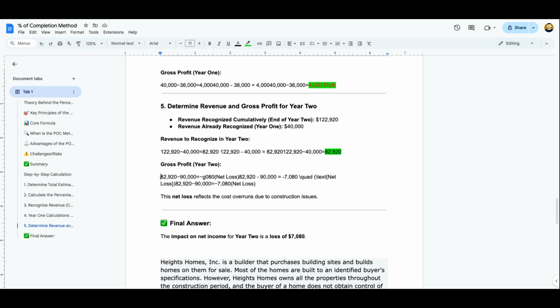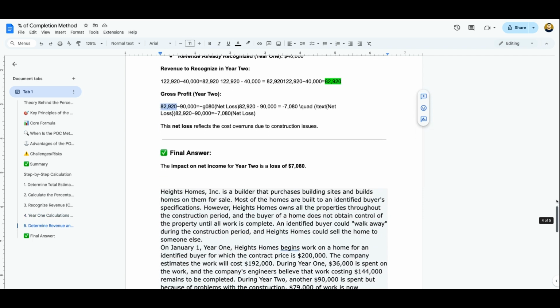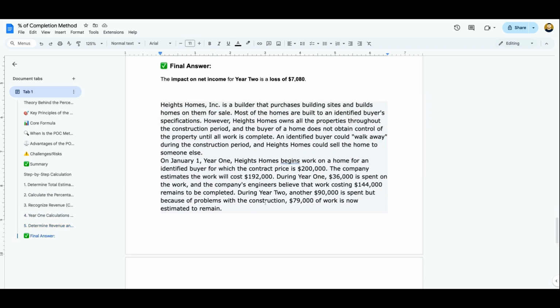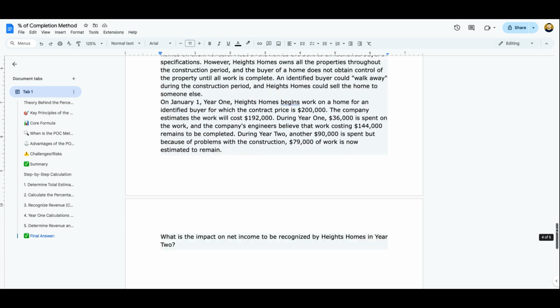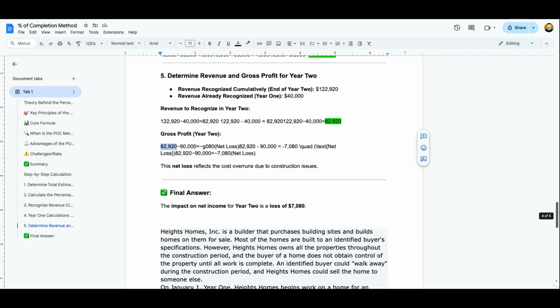Now gross profit in year two. It is actually not a gross profit, because we have a cost of 90,000 and the revenue left to be applied is only 82,920. So we actually have a net loss of 7,080. That's why I was saying that when the question hints at problems with the construction, it could basically apply to a net loss. So in this question, we have a net loss of $7,080.